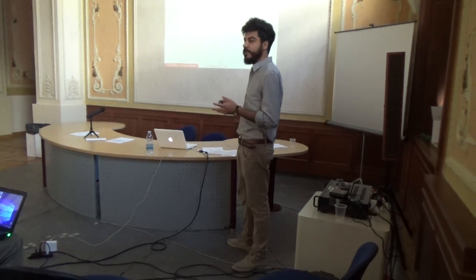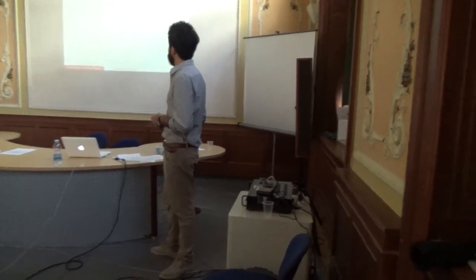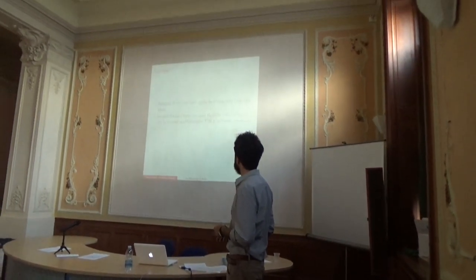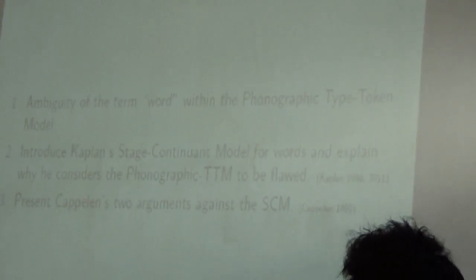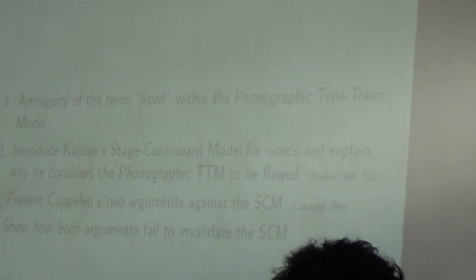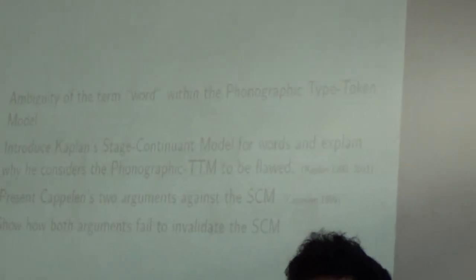in the phonographic type token model. Secondly, I'll introduce Kaplan's stage continuum model for words and explain why he considers the phonographic type token model to be flawed. And then I'll present Kaplan's two arguments against the stage continuum model, and at the end I will try to show how both arguments fail to actually invalidate the stage continuum model.